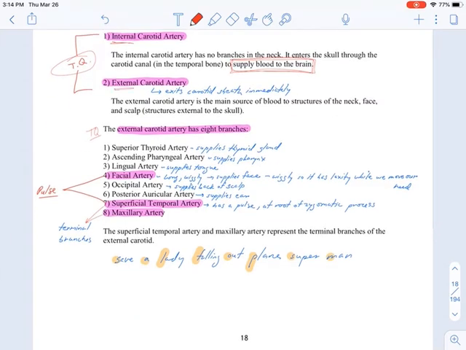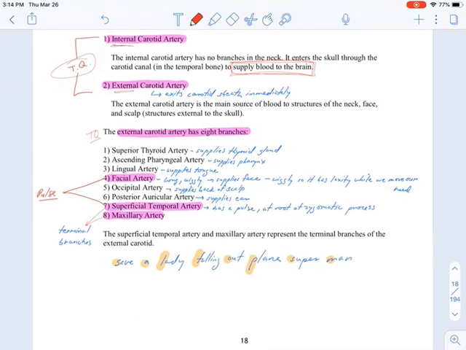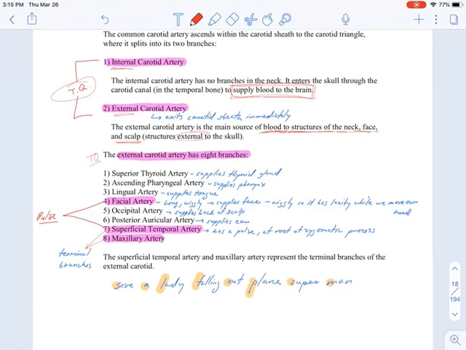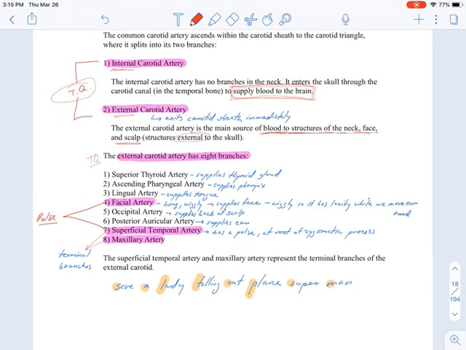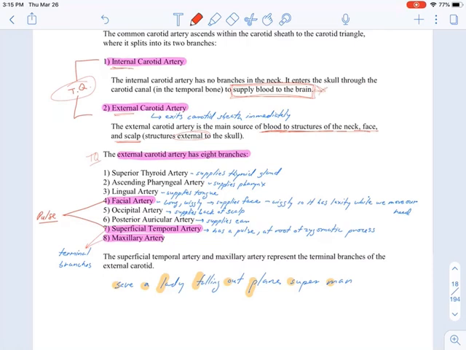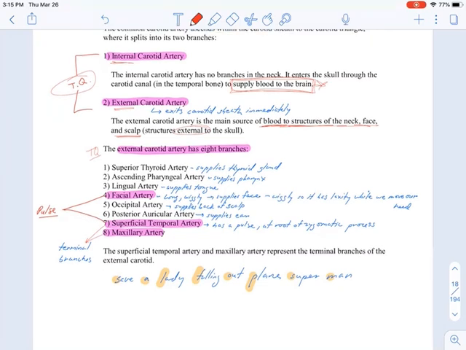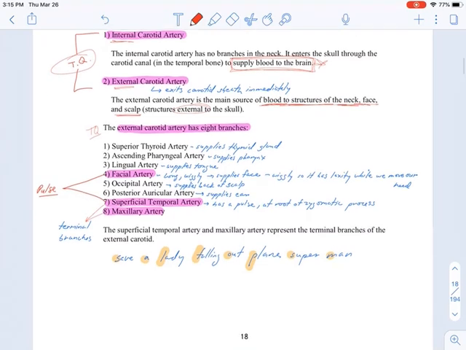With your external carotid artery, this guy is the source of blood to your neck, face, and scalp. So your kind of like external structures. Internal, going internal to the skull. Your brain is internal to your skull, so that's why the internal carotid artery is supplying blood there. And then external, we're talking about external structures, neck, face, and scalp.